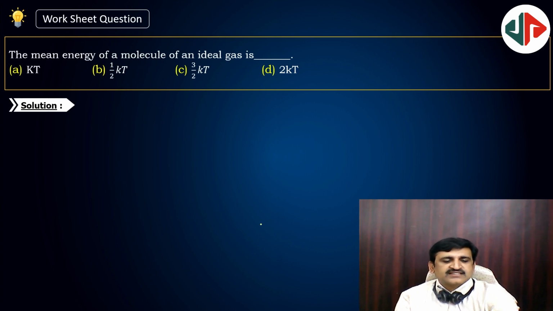Next. Mean energy of a molecule of an ideal gas is 1 by 2 kT, or 3 by 2 kT, or the other option? Yes, you are right. That is 3 by 2 kT.